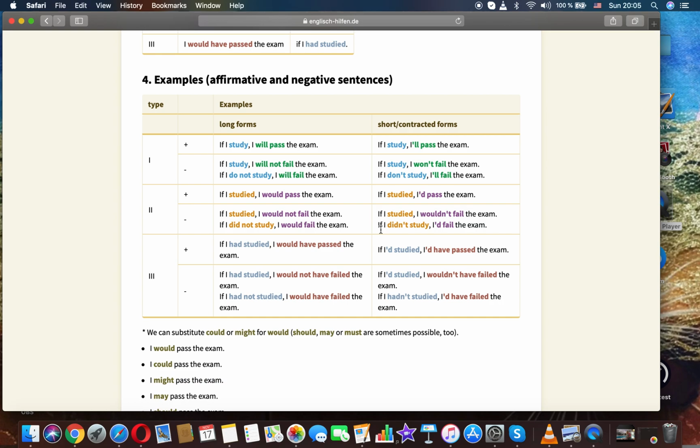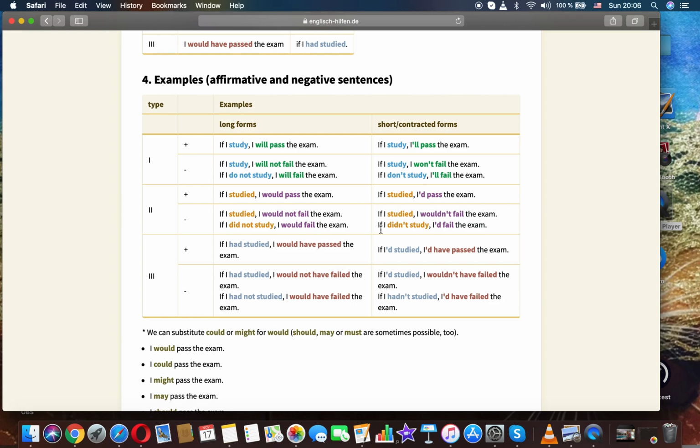Second type. If I studied, I would pass the exam. Or if I studied, I'd pass the exam. Negative: if I studied, I would not fail the exam. If I did not study, I would fail the exam. And short forms: if I studied, I wouldn't fail the exam. If I didn't study, I'd fail the exam.